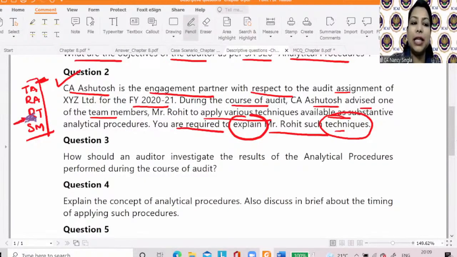Then reasonableness test. Unlike trend analysis, it does not rely on prior period data, but it uses what? Non-financial data. So the auditor uses it to see account fluctuations, and examples are: interest expense with respect to interest-bearing secured obligations, the number of employees; all those examples can be given. Then last is structural modeling, a statistical model which uses financial as well as non-financial data of prior periods to predict the current year balance, for example linear regression. So this is the way you need to write and learn.